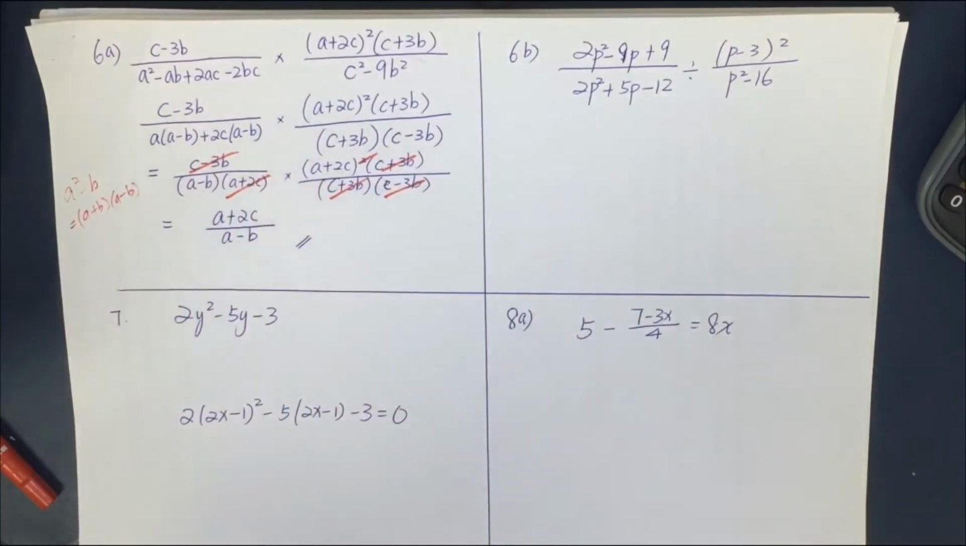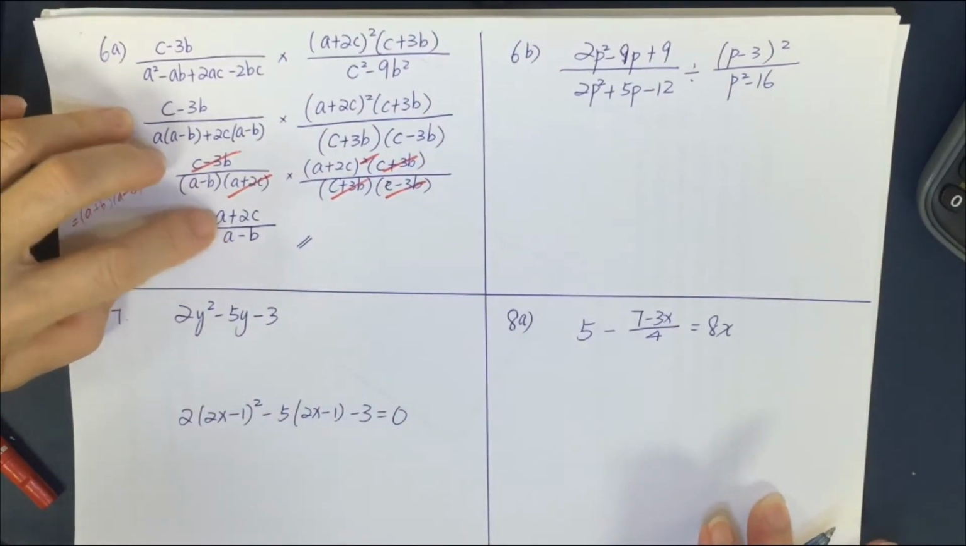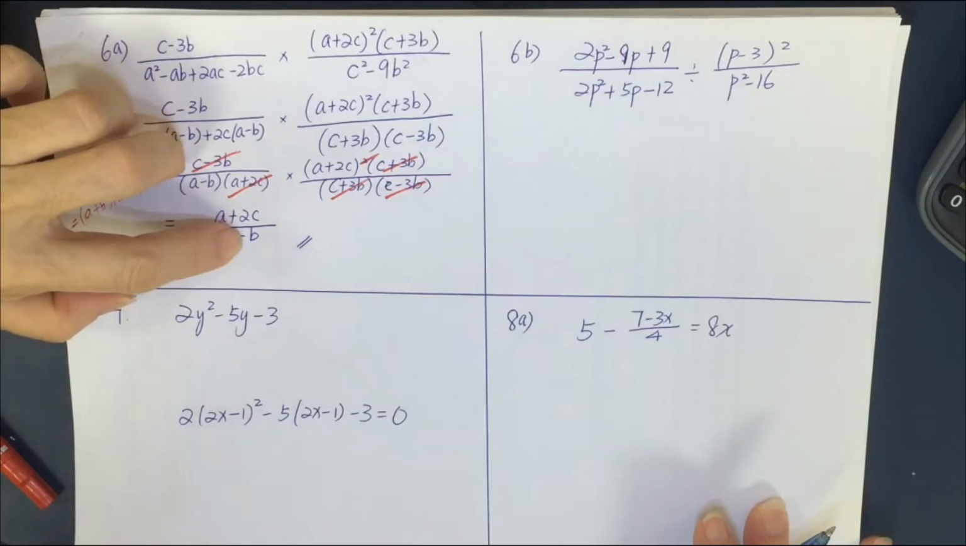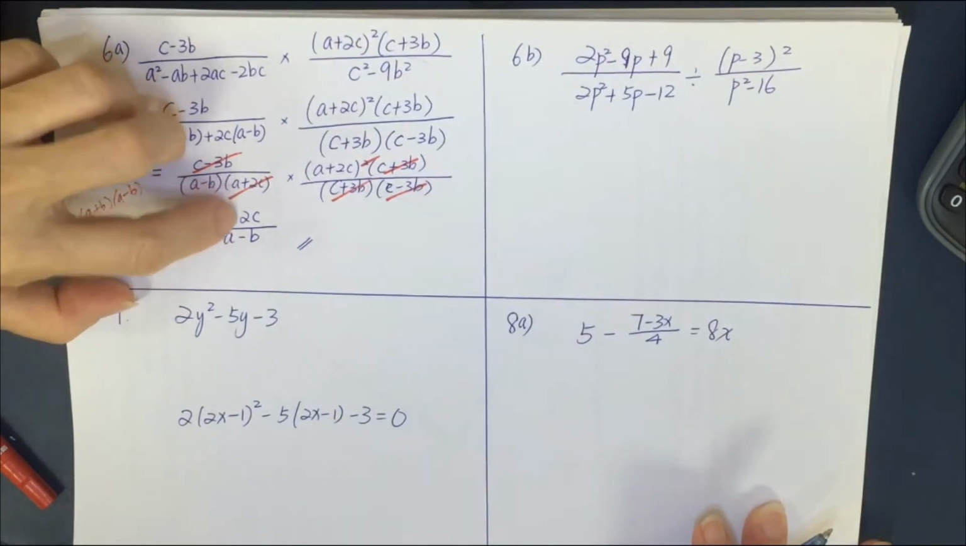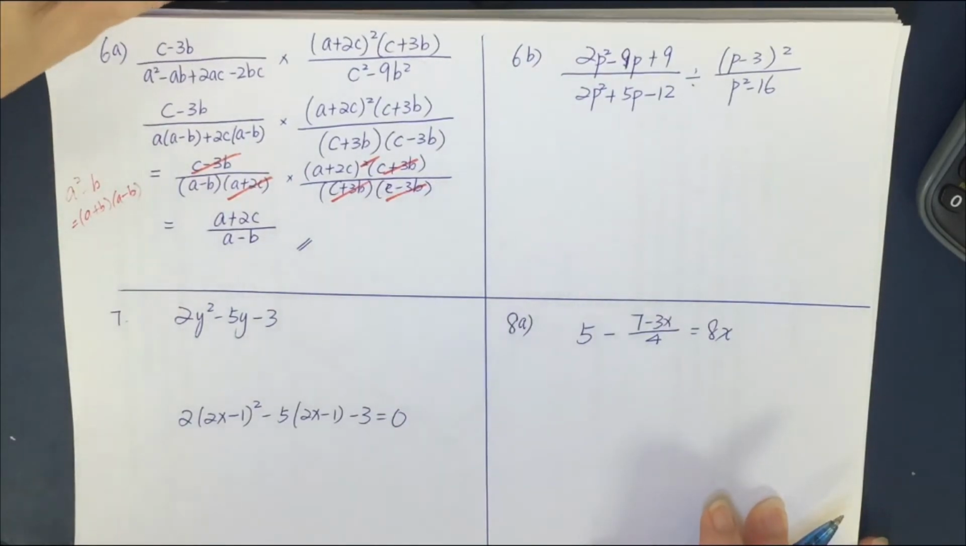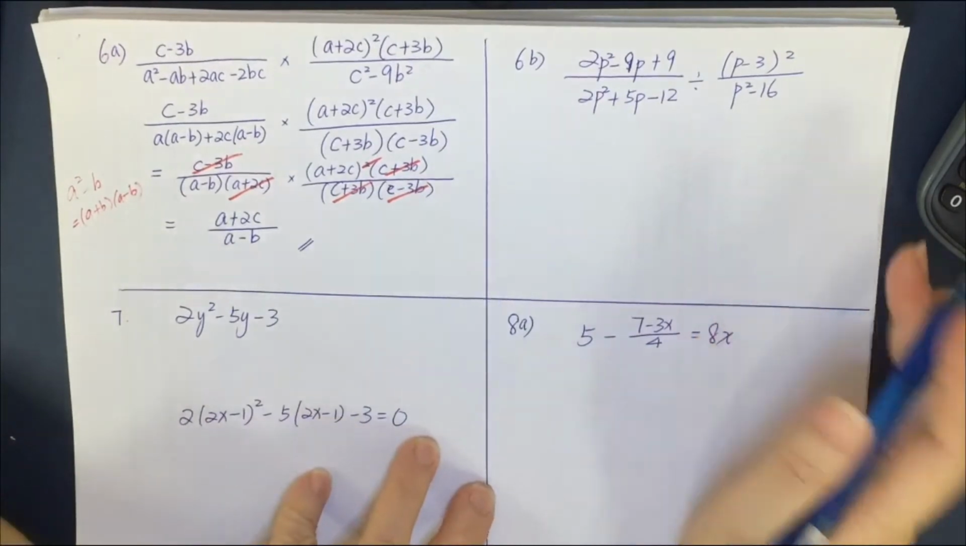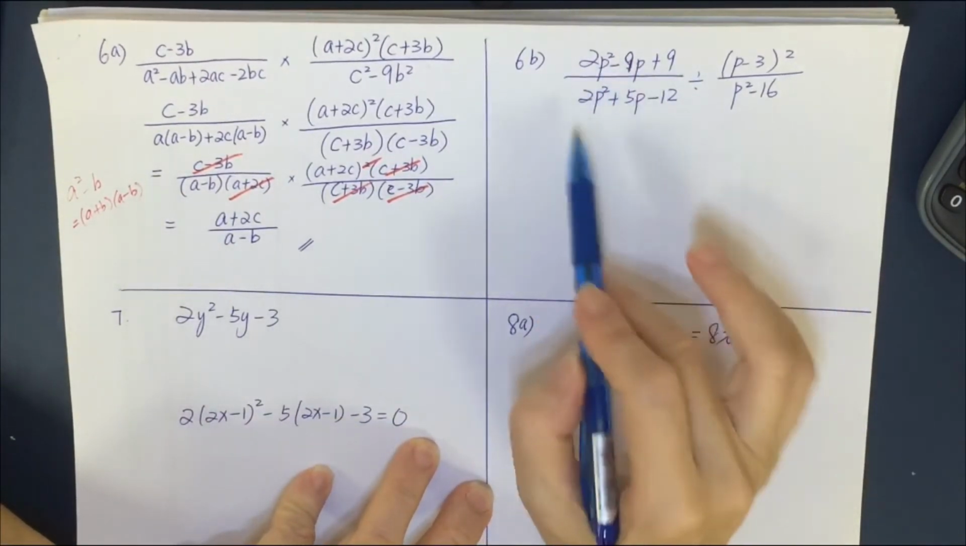And that's all. Please don't say I cancel a with a. No, these two cannot cancel because there is still an addition and subtraction sign there. Unless you're having multiplication, then you can further cancel. Otherwise, you can't. So take note of that. Next, question 6b. Wow, rather tedious, right?